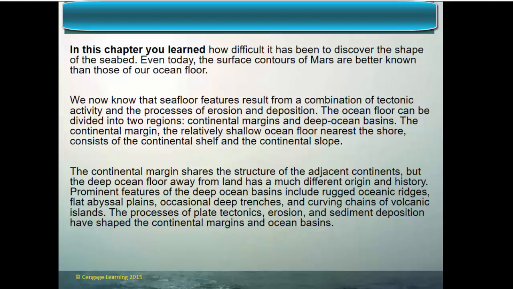The ocean floor can be divided into two regions: the margins, which are the seaward extensions of the continents, and the deep ocean basins. The continental margin is relatively shallow ocean floor nearest the shore, consists of the continental shelf covered by sediment and the continental slope. And remember, the continental rise is that sediment that connects the slope and the shelf together.